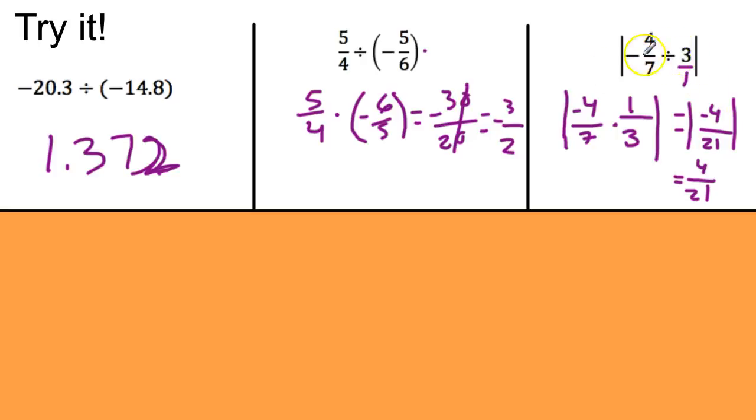This one, the absolute value, you need to do inside the absolute value bars first. When it's division, you need to flip the second number. It's 3/1. So I made it 1/3. I multiply negative 4 times 1, negative 4. 7 times 3, 21. The absolute value of negative 4/21 is positive 4/21.